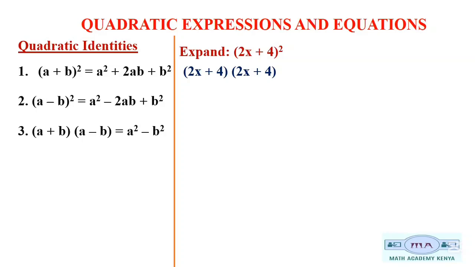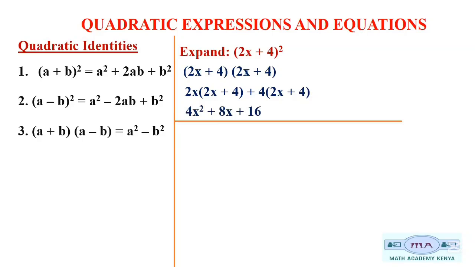So what does that one translate to? It means 2x multiplied by everything in the second bracket, then plus 4 multiplied by everything in the second bracket. And this translates to 4x squared plus 8x plus 16. So here we have used the long method of expansion. Now let us employ quadratic identity.